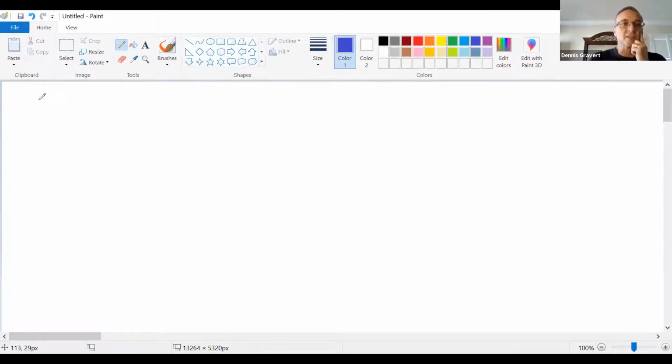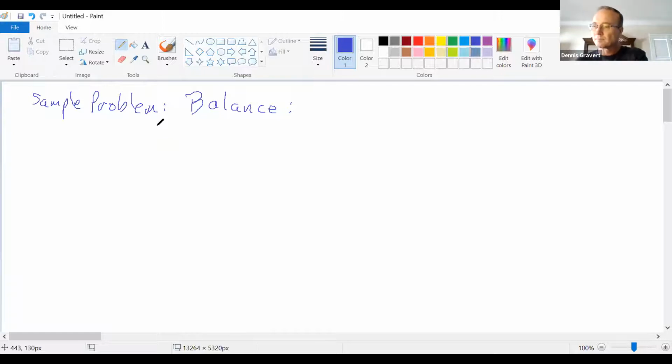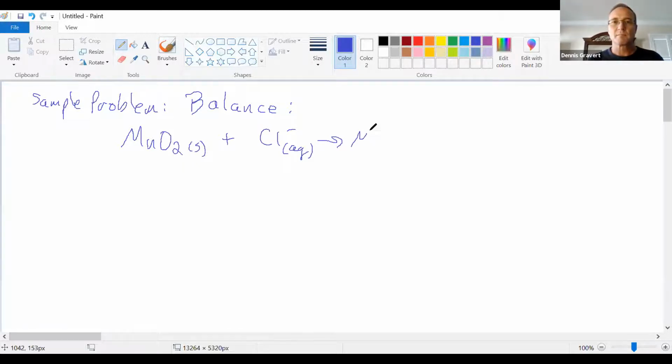So suppose the question was a sample problem. Balance this. We're told that some MnO2 as a solid reacts with Cl-, aqueous, and it forms manganese cations, aqueous, and some chlorine gas. And we're told it's in an acidic environment, an acidic solution. And now we have to balance it.